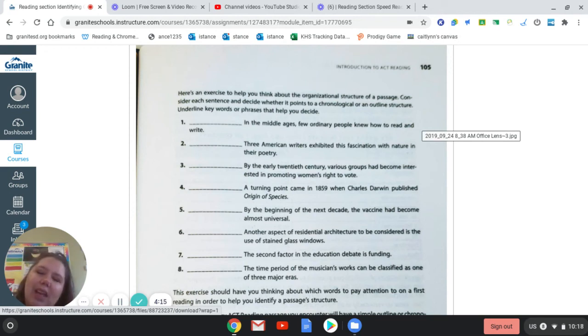All right. Now, let's take a look at number 2 and see if number 2 is any different. "The American writers exhibited this fascination with nature in their poetry." All right, so that sounds more like a traditional topic sentence. There's no mention of time or anything like that. This is just a very traditional topic sentence, which is giving us information about what the rest of the paragraph is going to be about. So this would be outline structure. So for number 2, I would write number 2, outline.